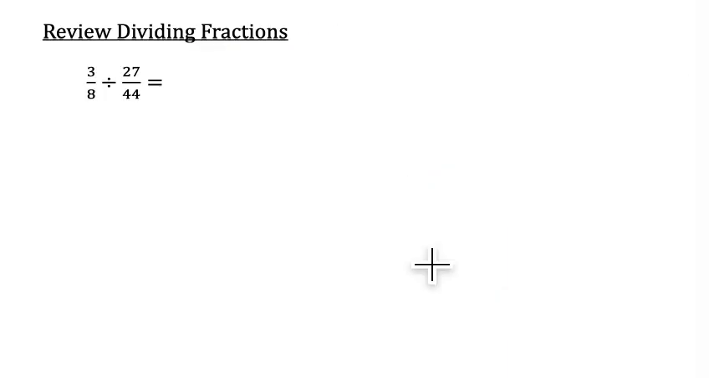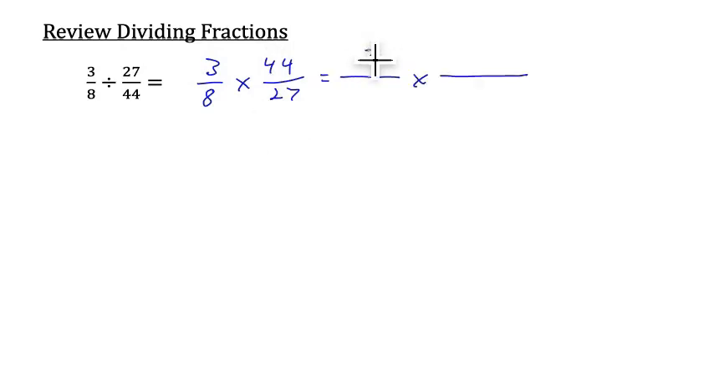Let's review dividing with fractions. The easiest way to divide with fractions is to just multiply by the reciprocal. So let's rewrite this as a multiplication problem. 3/8 times 44 over 27.